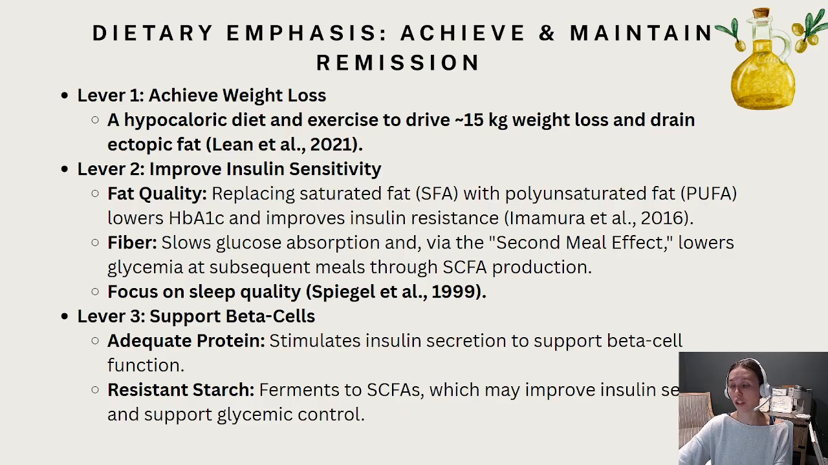And fiber is going to be really important as well. It doesn't just slow down sugar at the first meal. If you eat the right kinds, like intact grains or lentils, they ferment and create compounds that keep your blood sugar more stable at your next meal as well. So that's called the second meal effect.